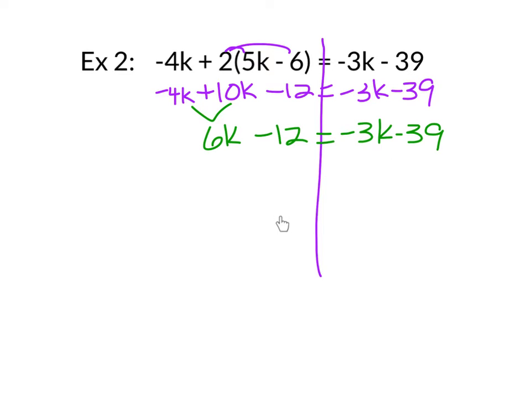Now let's start getting things on the same side. So I'm going to get my variables together first. I can move whichever one I want. I always move the smaller one, so that would be a negative 3k.